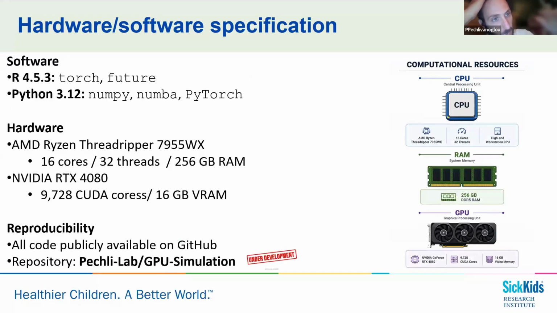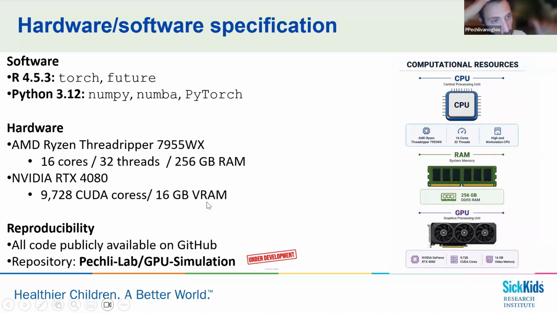We used R with the package Torch that allows you to run GPU processing on NVIDIA cards. And we used Future for CPU parallelization. And in Python, we used NumPy, but also Numba. Numba is basically a trick to get Python code converted into a lower level language, compiled and executed through Python. So we access it through Python, we compile it, and we run it using Numba.